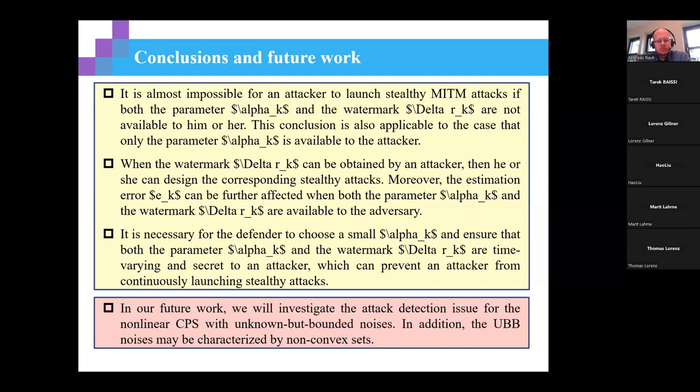When the parameters alpha sub key and the watermark are time-invariant, an attacker can guess them correctly in some situations. So we have to design the corresponding parameters to be time-varying and secret to prevent an attacker from launching stealthy attacks.